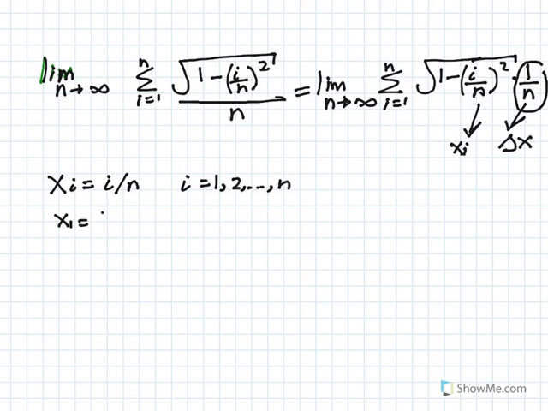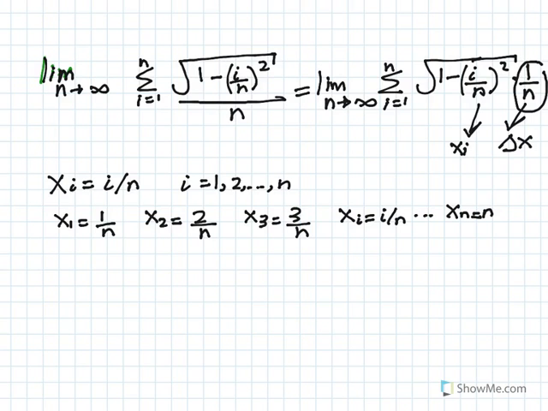x1 is 1 over n. x2 is 2 over n, plugging in i equals 2. x3 is 3 over n. xi is i over n. xn is n over n. That's equal to 1, and that's the last x value, that is b.